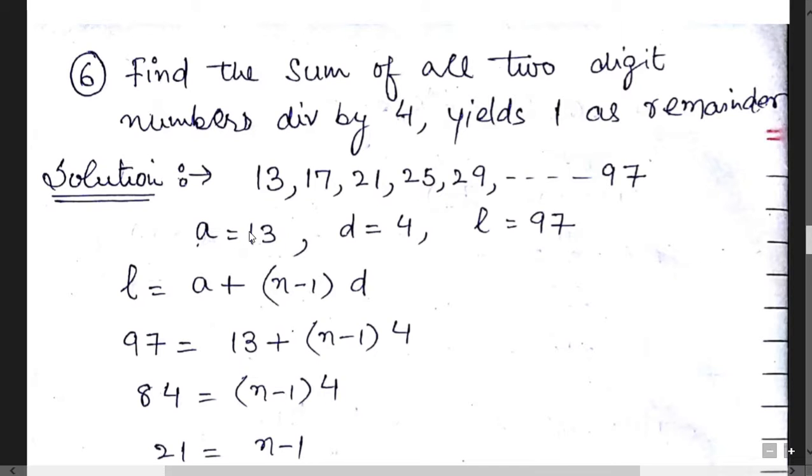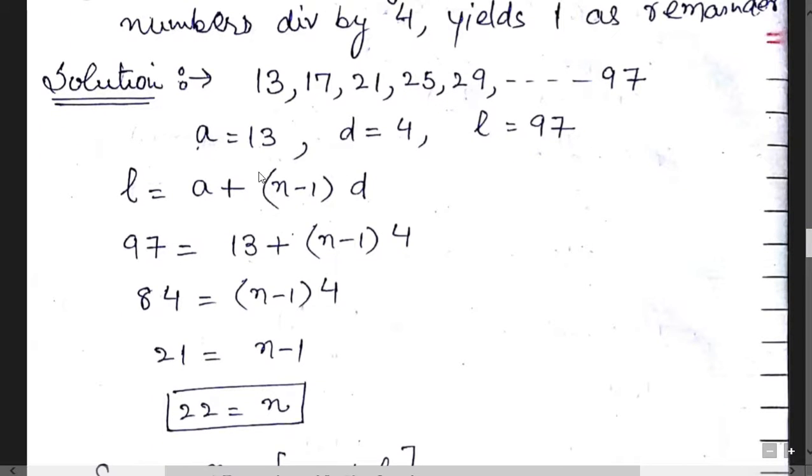Now the series is 13, 17, 21 up to 97. First term is 13, common difference is 4 and last term is 97. In the first step, calculate the value of n by applying the formula L is equal to A plus n minus 1 into D. L is 97, A is 13 plus n minus 1 into D, value of D is 4. Subtract 13 from the left hand side, it's 84. Then divide by 4, it's 21. Then add 1, it's 22.